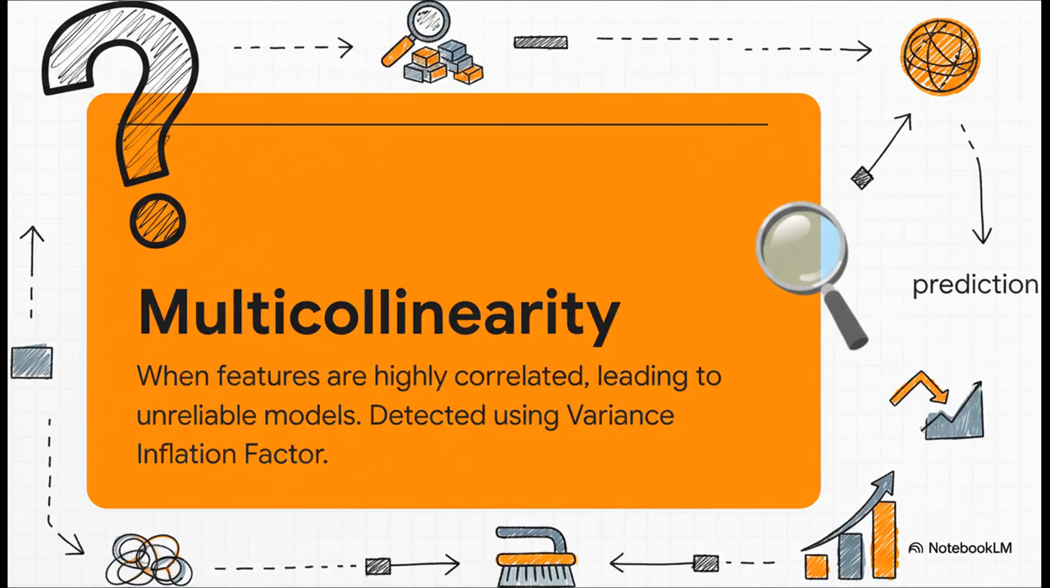To find that echo, we use a special tool called the variance inflation factor, or VIF. Just think of it as a score that tells us how much one variable's story is already being told by all the others.